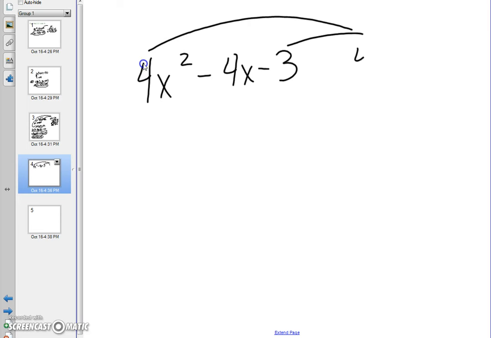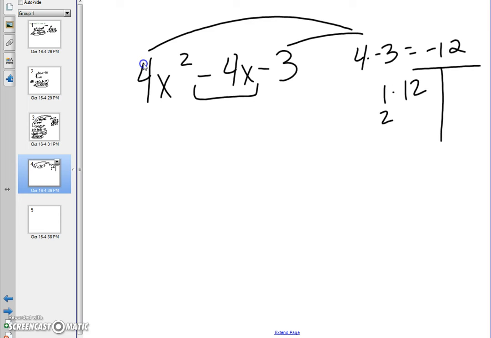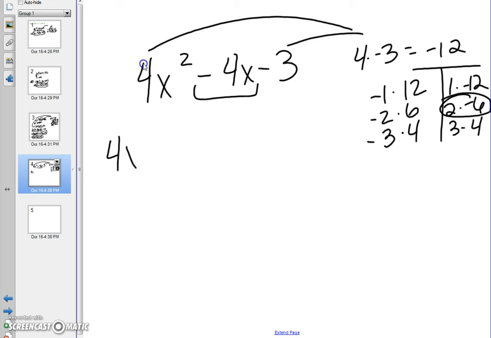A times C. 4 times negative 3 gives me negative 12. I write down my factors of negative 12 with in mind that I'm trying to replace negative 4. So 1 and 12, 2 and 6, 3 and 4, negatives. And I think which one of those would give me a negative 4? Positive 2 and negative 6. So now I completely replace negative 4 with those two terms. So I don't do anything with the first term. I replace negative 4x with a positive 2x and a negative 6x, and I bring down my third term.